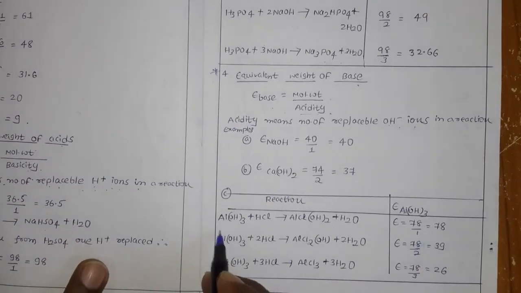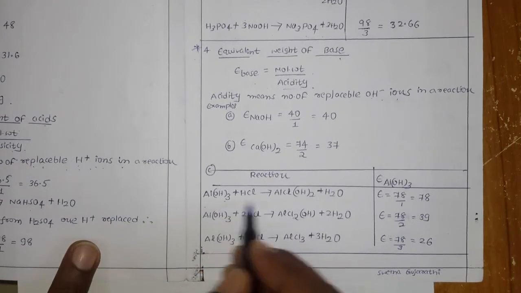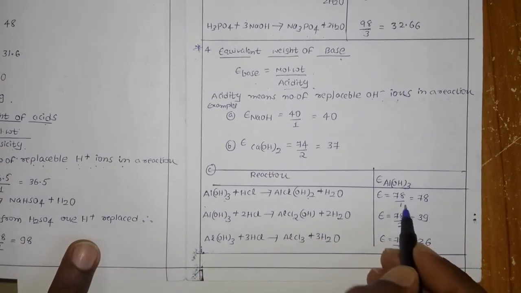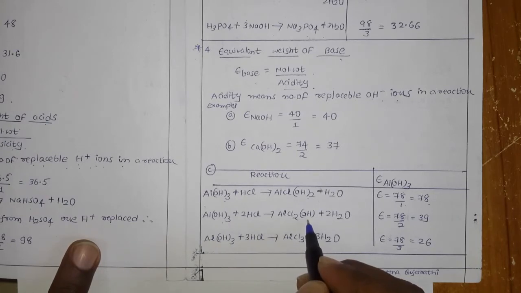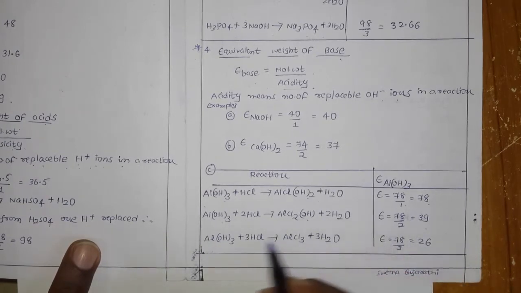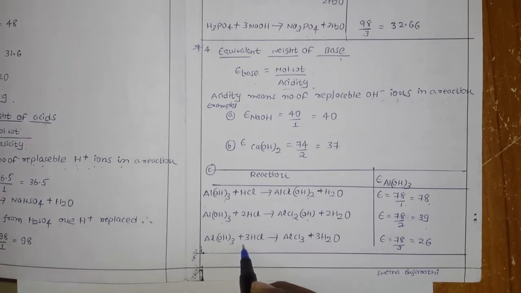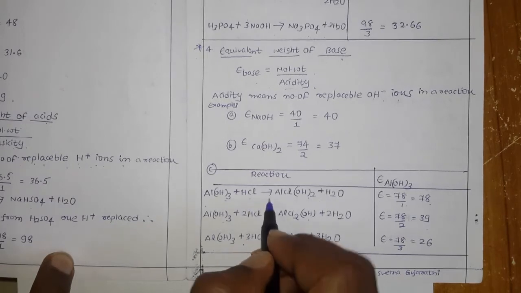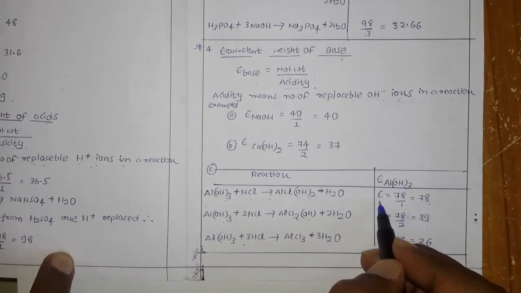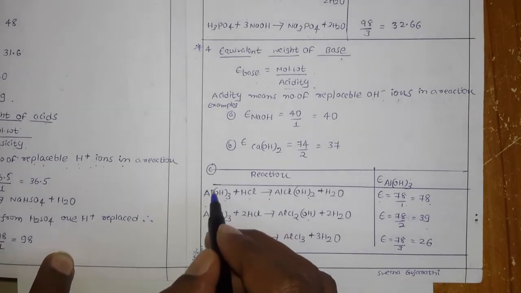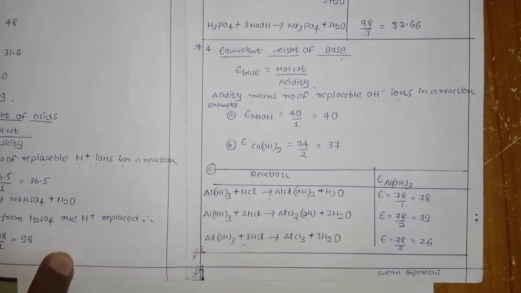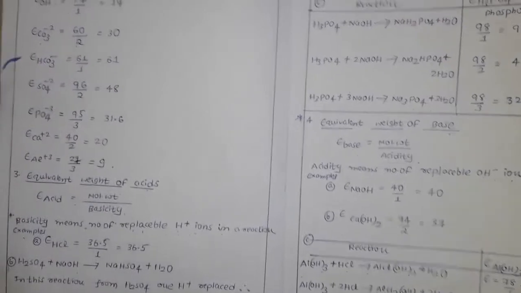So you see the example of aluminum hydroxide. If 1 OH minus replaces, it is 78 by 1. If 2 OH minus ions replace in the same aluminum hydroxide, it is 78 by 2. It depends on the reaction. If in an exam, in a competitive exam, they give you this reaction and ask you the equivalent weight of aluminum hydroxide, then you have to see how many OH minus ions are replacing. Of course, right now you don't require this much.